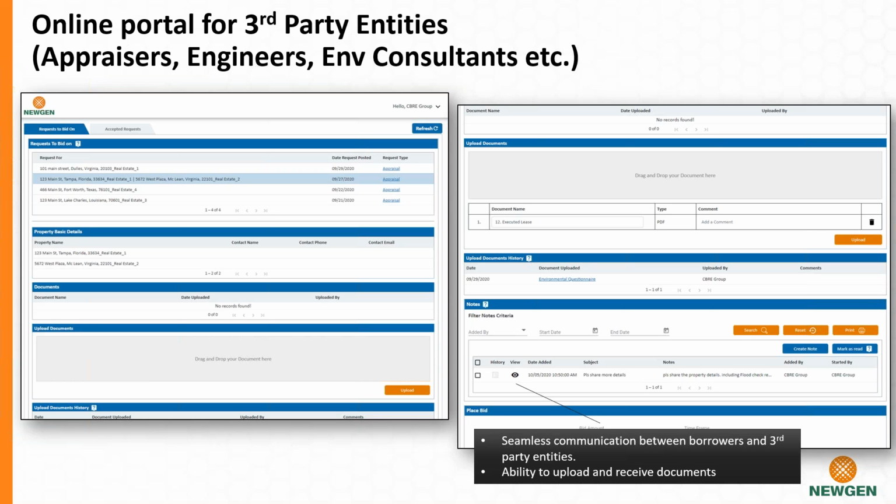Some of the other examples in which at least Newgen provides a digital layer is the appraisers, engineers, environmental consultants, all the entities which are involved during the commercial lending life cycle. The idea is that the platform should provide the digital layer for all such entities so that you don't really have to do a manual follow-up or communicate through emails, which are difficult to track and easy to miss.